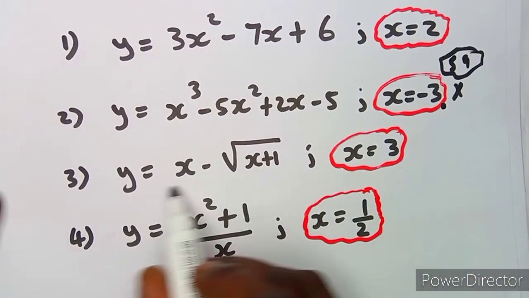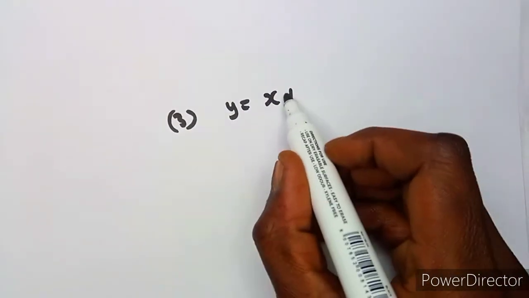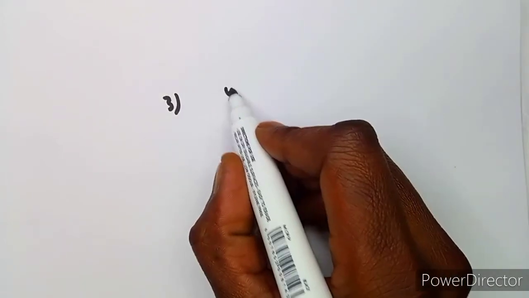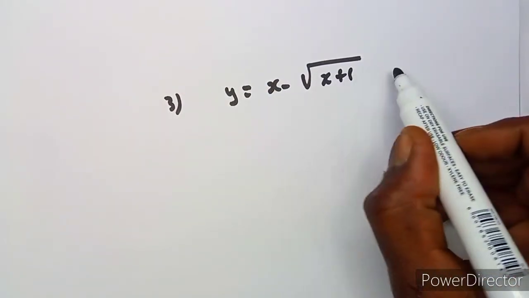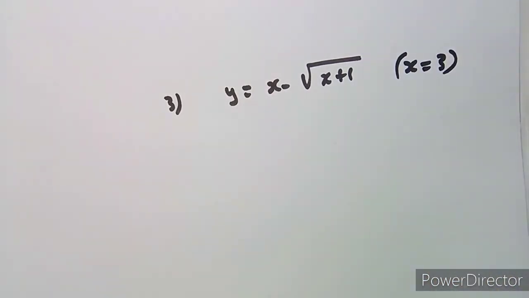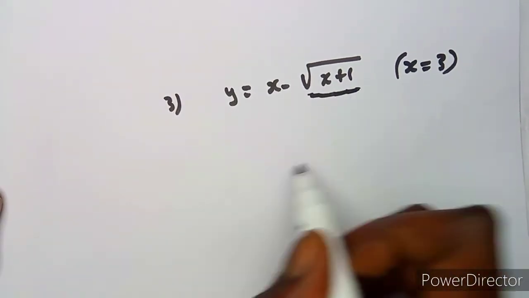Okay, let's just try this one together on number 3 here, where we are given y is equal to x minus the square root of x plus 1, and at a point where x is equivalent to 3. What you need only is the value of x. So this is what you're going to have, the gradient, guys. Let us just rewrite this.